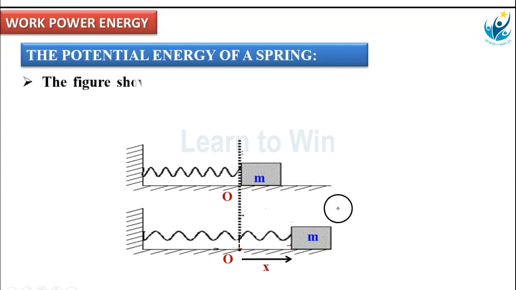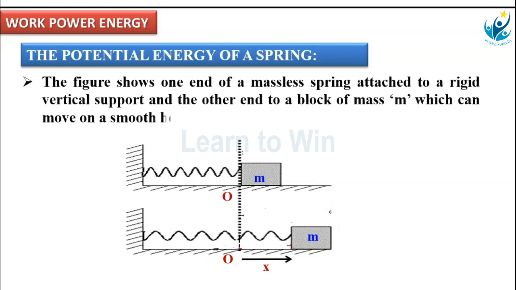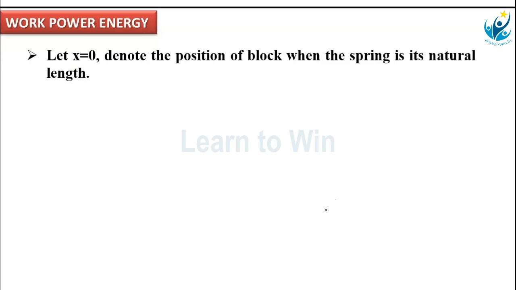Now, the figure shows one end of the massless spring attached to a rigid vertical support and the other end to a block of mass m, which can move on a smooth horizontal surface. This position indicates the equilibrium position. When the block is at this position, it has a displacement x, which is nothing but the extension in the spring. Now, let x equal to 0 denote the position of the block when the spring is at its natural length. We know that.